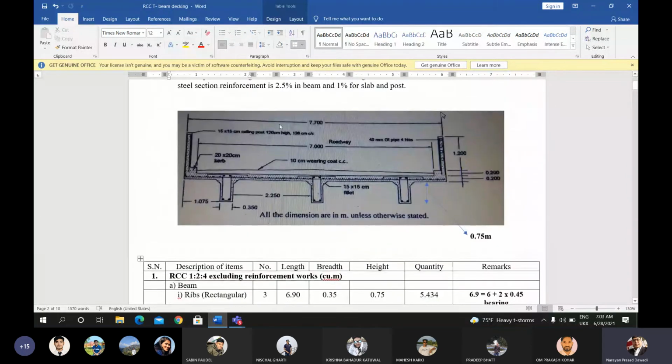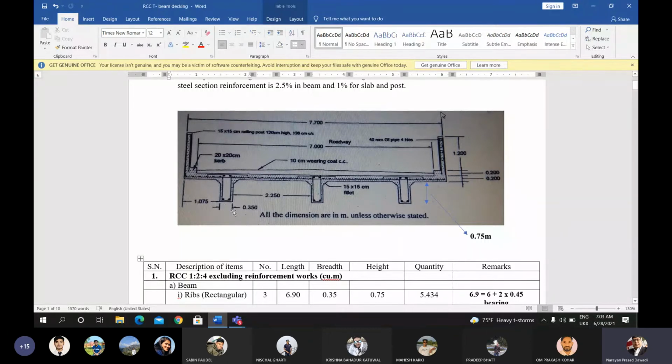While taking the 7.70 width, the bottom portion of the beam is also taken as 7.70, but this portion is raised over the girder or the pier, so in that section we cannot do the plaster for the bearing portion. This bearing, resting portion of the bottom of the beam has to be deducted. For this we have 3 numbers of beams.